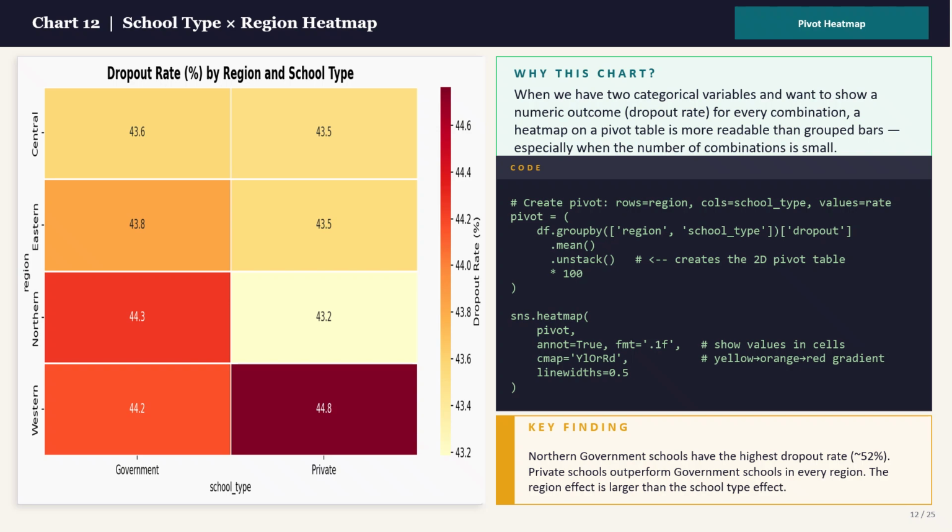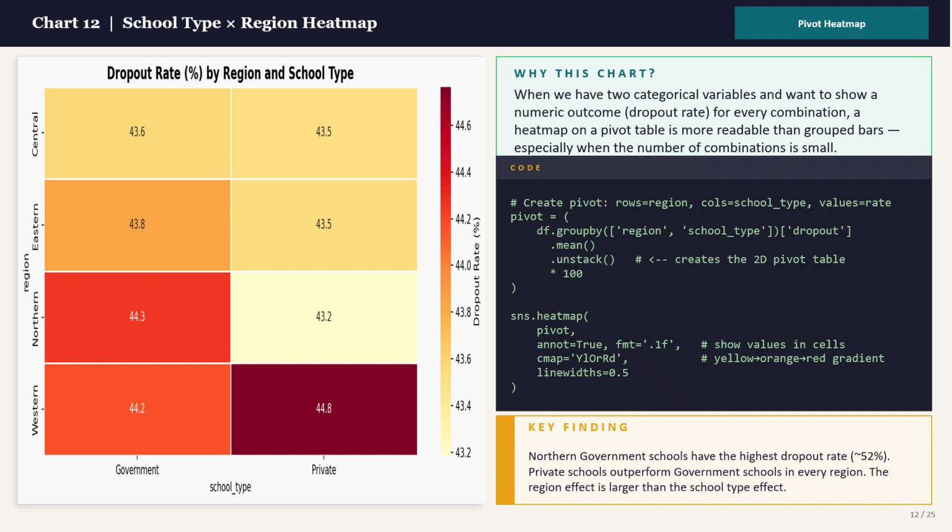We also had a heat map that put dropout rate against region and school type. So why did we use a heat map? When you have two categorical variables and you want to show a certain numerical outcome for every combination, a heat map on a pivot table is more readable than grouped bars, especially when the number of combinations is small. Once again, we have the code that creates the pivot. We set the rows to region, the columns to school type, and the values as rate.